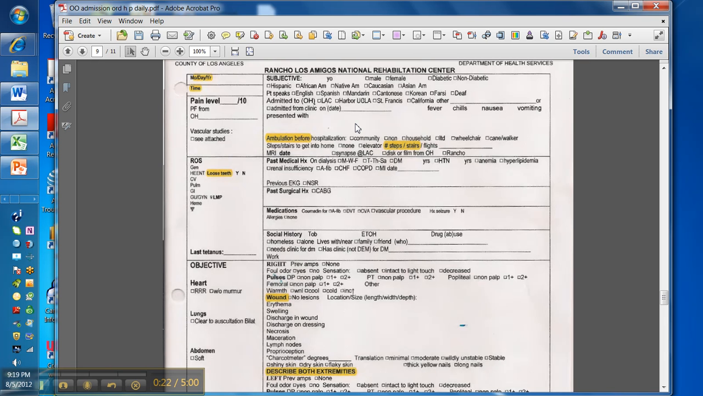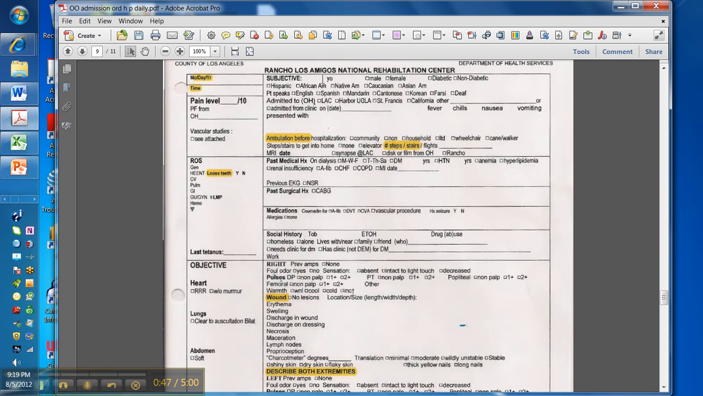99% of the time we are not the primary, so we don't need to dictate the H&P, but we do need to have some kind of written H&P on the chart. This is user friendly. Be sure to put the date and time. It's 2 pages, so you need to put that on both pages. Put in the pain level, put in the PF number from the outside hospital.